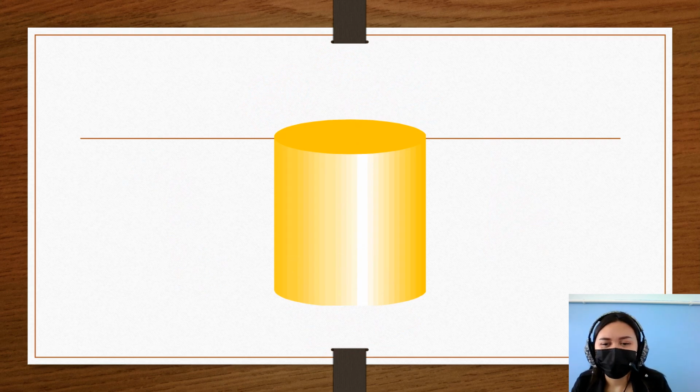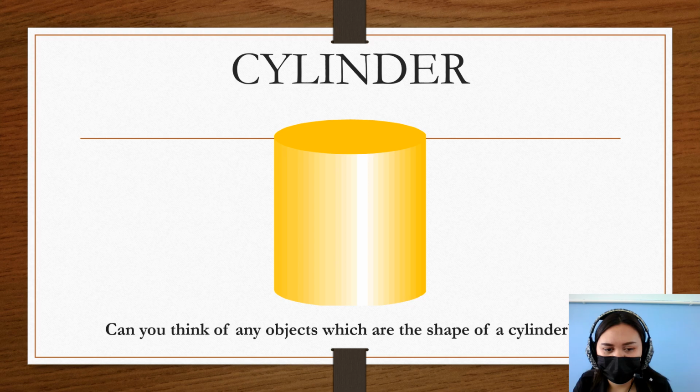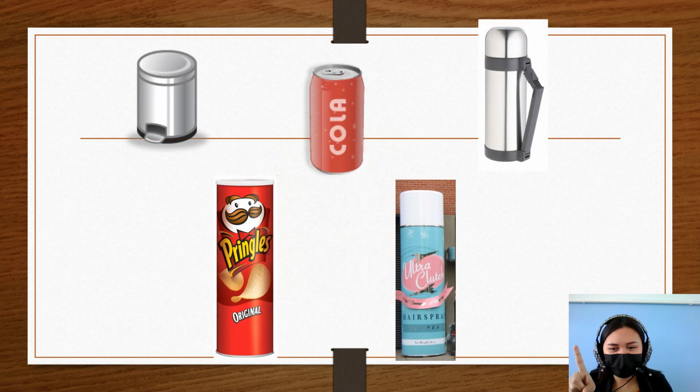Oh, what shape is this? It's a cylinder. Everybody say cylinder. Okay, a cylinder. Can you think of any objects which are the shape of a cylinder? Ta-da! Oh, there are a lot of cylinders in our place or in our environment.